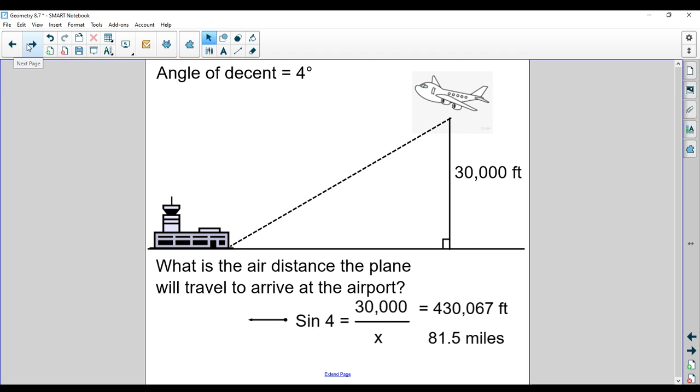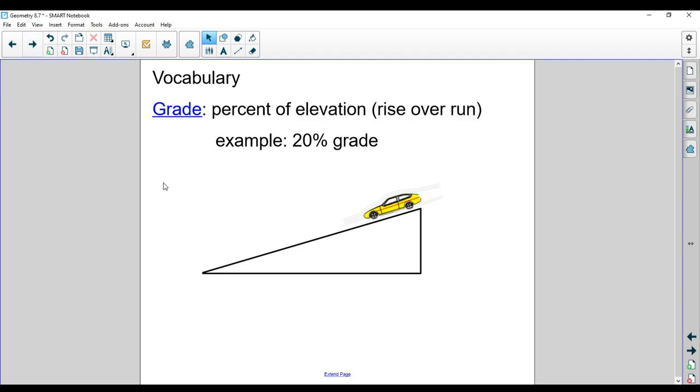Last example. Percent grade is a topic that we've brought up before for different reasons, and I had mentioned that it was going to come up again. Percent grade is simply just rise over run. So if I wanted to write the percent as a fraction, it would be 20 over 100.